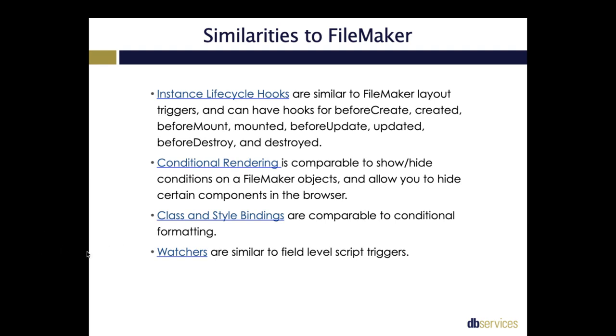Class and style binding, that's more where conditional formatting, where you could add or remove classes from the HTML to affect what it looks like. So CSS? Yeah, CSS. And then there's something called watchers, which is more similar to a field level trigger. So if this field changes, I want to run this method or this script. If you think about it this way, it's a lot easier to pick up for FileMaker developers. At least it was for me.